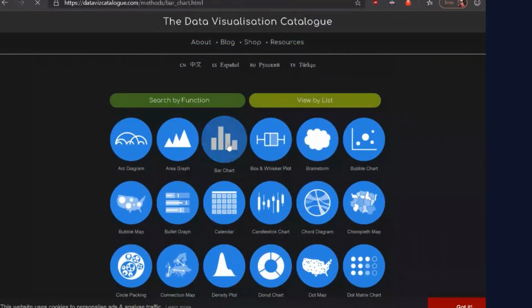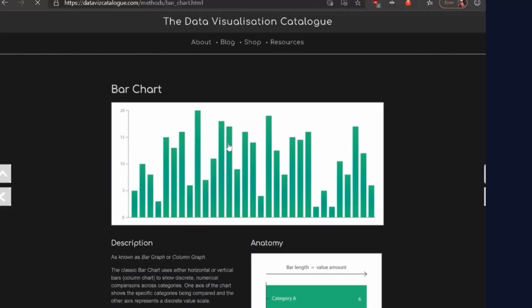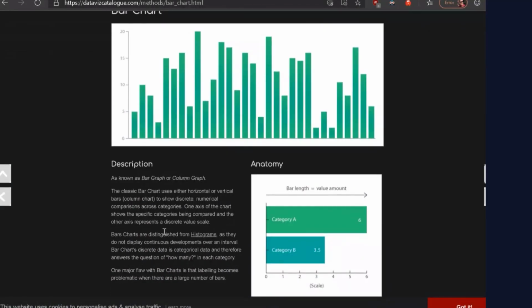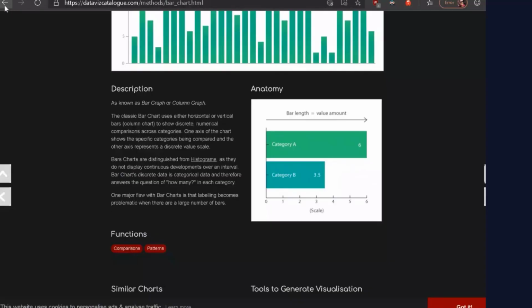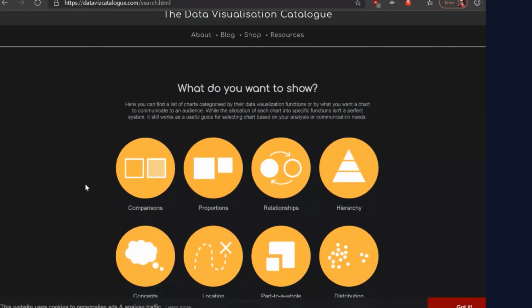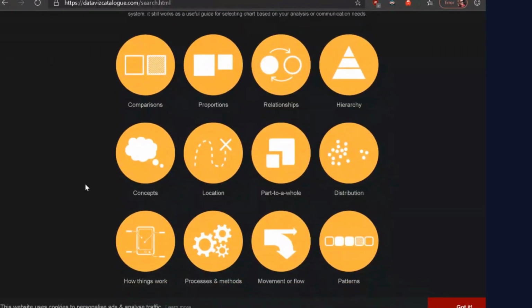So the most common one that you've probably dealt with before is a bar chart, right, showing either a proportion or a distribution, something along those lines. This website will show you what a bar chart is and when to use it. What's really neat is you can search by function, and it will tell you that different visualizations are appropriate for different types of data and different types of analysis.